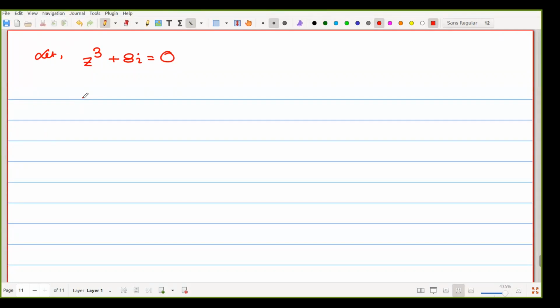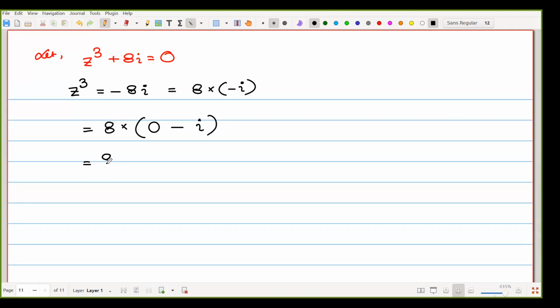Then we have z to the power 3 is equal to minus 8i. So we can write from here, that is 8 into minus i. Okay, now that is a trick. Here is a trick: minus i can be written as 8 into (0 minus i).